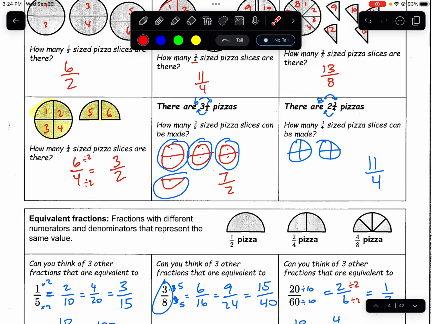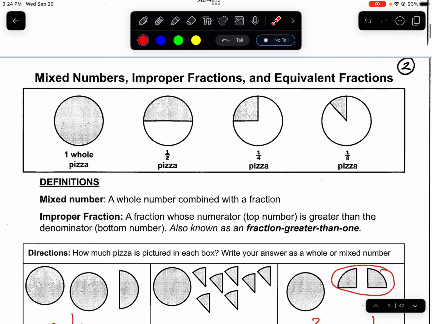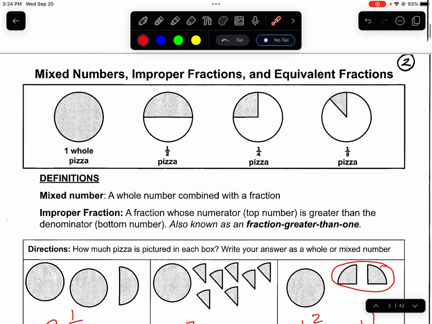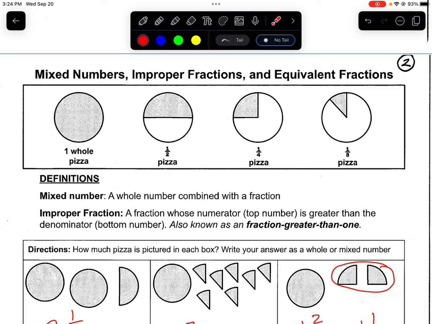Anyways, that is our notes on mixed numbers, improper fractions, and equivalent fractions. Go ahead and try some problems on your own. Good luck.